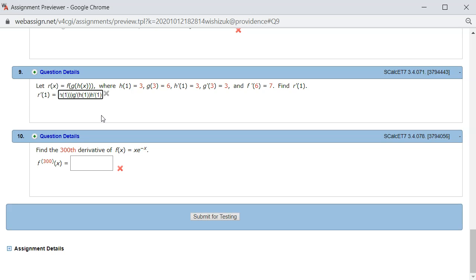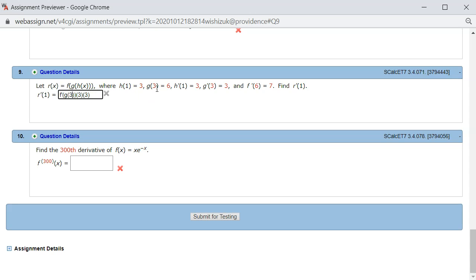So here, let's go backward. h prime of 1 is 3. So I can replace that by multiplying by 3. Put that in there. Here, h of 1 is 3 too. So I'm going to replace this h of 1 by 3. Then g prime of 3 is 3. So g prime of 3 is just 3. So I can just do that, right? And then here, h of 1 is 3. So I'm going to replace h of 1 by 3.